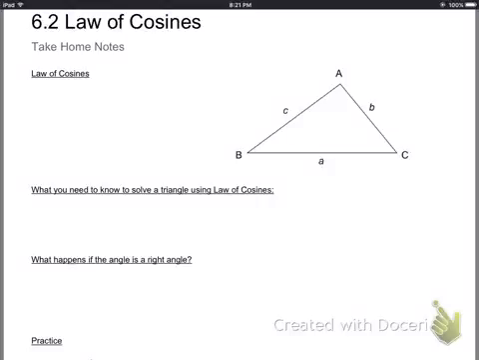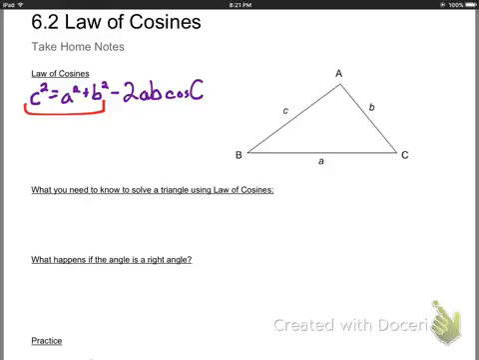Hey guys, today we're going to use the law of cosines to find sides and angles of triangles. First thing I want you to notice in this law of cosines is that there's two parts. It seems like a giant thing to memorize, but it's not that bad when you break it down. The first part of this version should remind you of something.